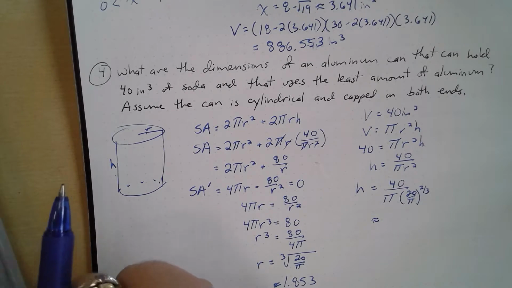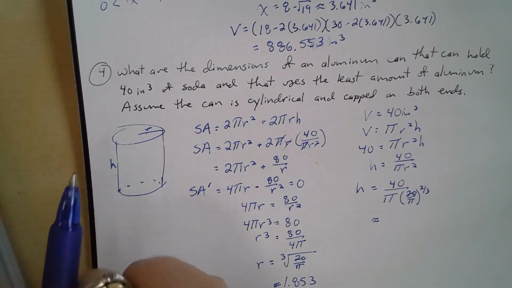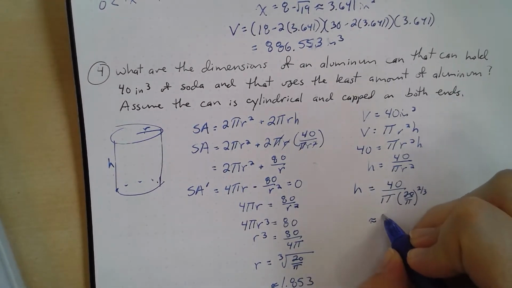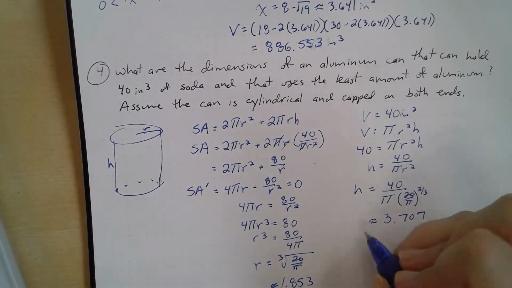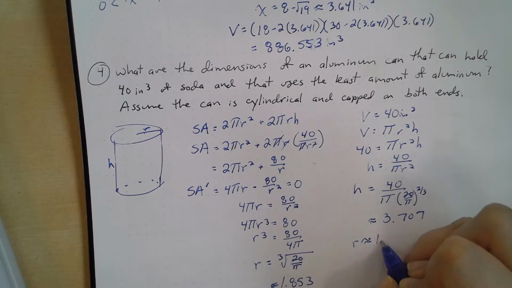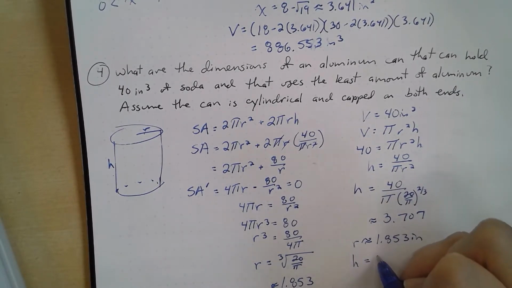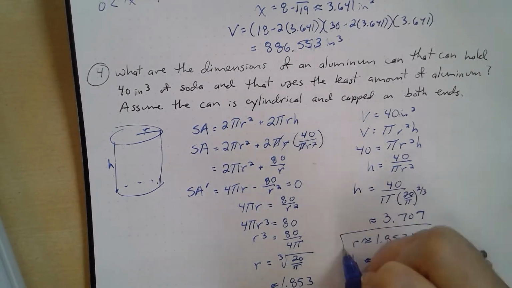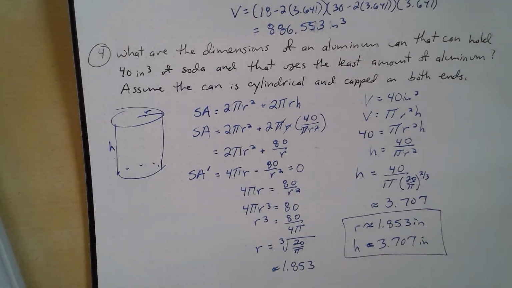20 divided by pi to the 2/3. Okay, I got 3.707. So the can dimensions: r is approximately 1.853 inches, and our height is approximately 3.707 inches. All right, looks good?